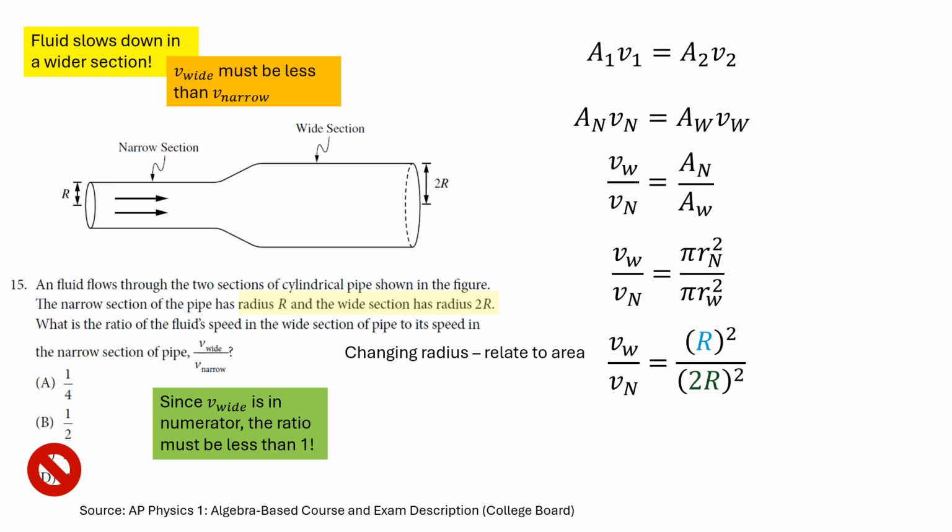And a common mistake here: put parentheses around those radii. R and 2r are the radii. You need to square that too. And so r squared over parentheses 2r squared would be r squared over 4r squared. And then the r squares would cancel and you would get a ratio of 1 to 4. So on this one, we would go with A.